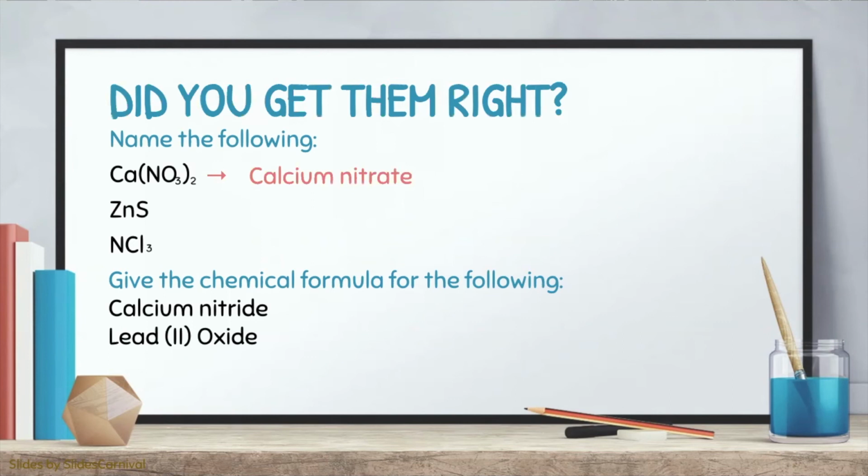For the first one, the answer is calcium nitrate. Remember that nitrate is one of the polyatomic ions that you need to know. You do not change the ending to IDE for polyatomic ions. This one includes zinc, which is a transition metal. Since the charge of sulfur is -2, zinc will take on a +2 charge and will need the number 2 Roman numeral after its name.